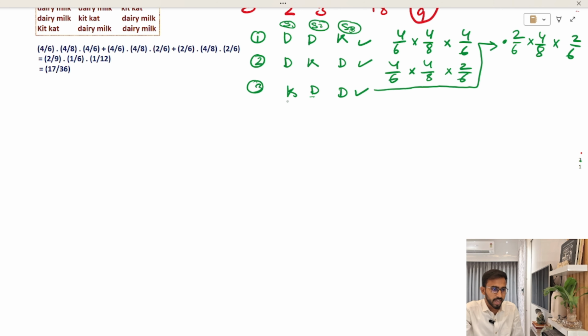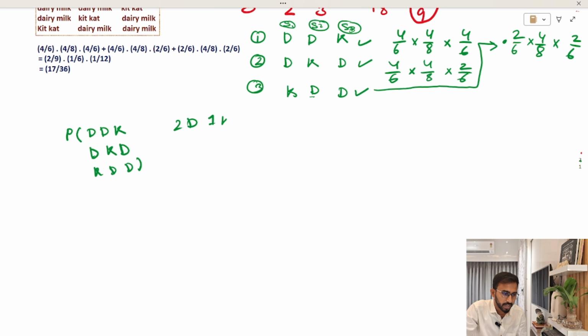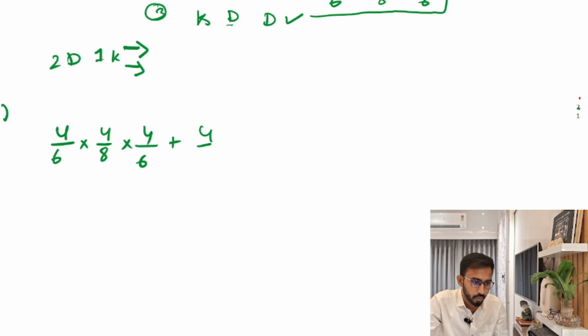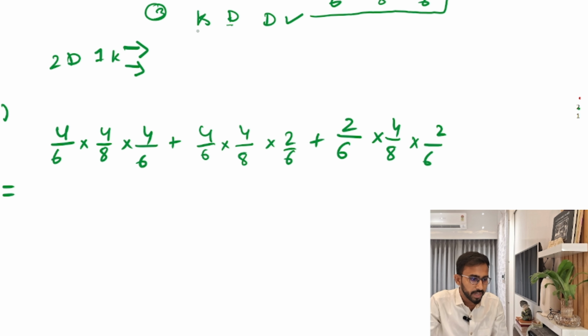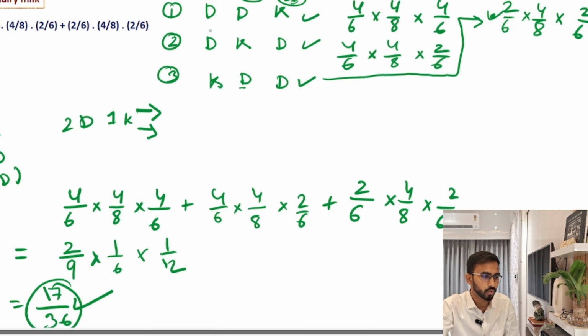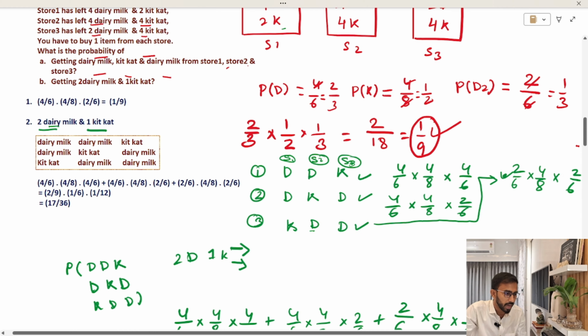Here we will use AND operation and OR operation both. So probability of getting 2 Dairy Milk and 1 KitKat will be 4 by 6 into 4 by 8 into 4 by 6, plus 4 by 6 into 4 by 8 into 2 by 6, plus this portion, 2 by 6 into 4 by 8 into 2 by 6. So you can easily calculate this. Here the answer will be 2 by 9 into 1 by 6 into 1 by 12, or 17 by 36. This is the answer of question 2, the probability of getting 2 Dairy Milk and 1 KitKat.